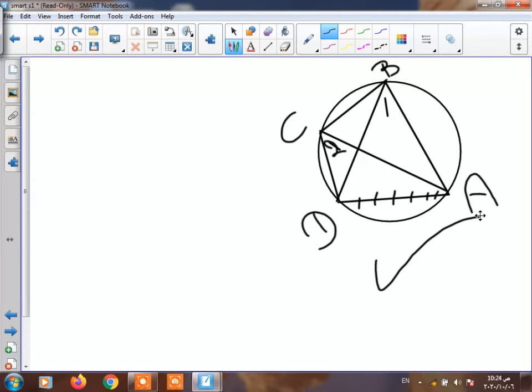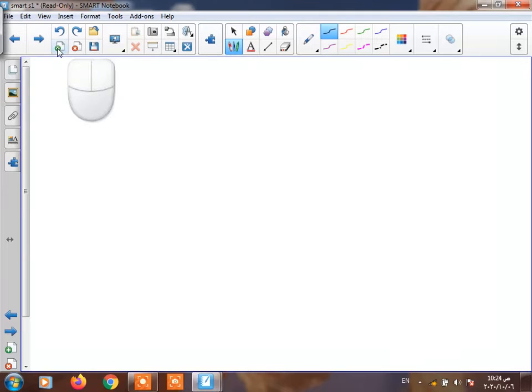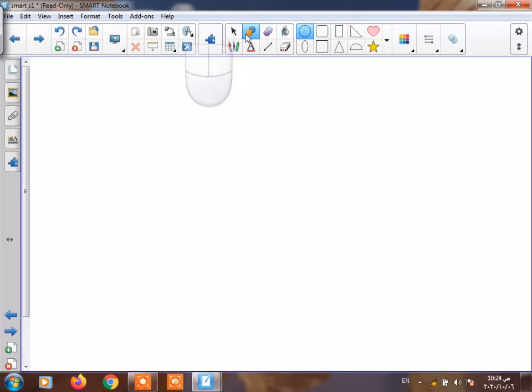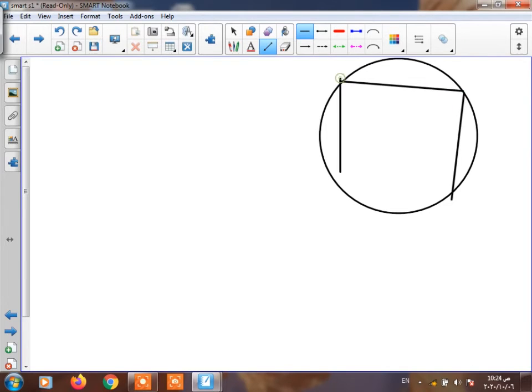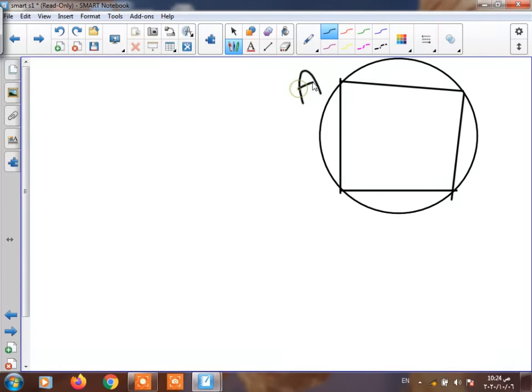So what about the cyclic quad? What are its properties, or how can I prove that the shape is a cyclic quad? A cyclic quad has many properties. First of all, the previous one: if you have a cyclic quad just like that, four vertices lie on the same circle. So this is a cyclic quad.